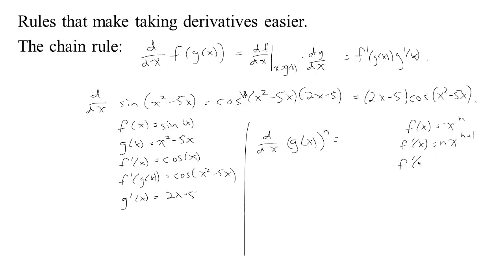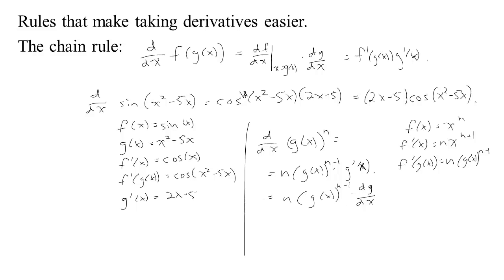So the derivative of the outside evaluated at the inside would be n times g of x to the n minus 1, times the derivative of what's inside. The inside function is g of x, and its derivative would be g prime of x. Or in Leibniz notation, that's n times g of x to the n minus 1 times the change in g with respect to x.